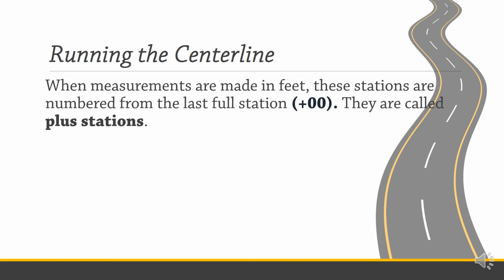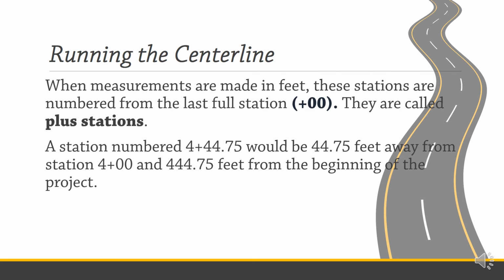So, when the measurement is made, in stations, in feet, these stations are numbered from the last full station plus 00. So, they are called plus stations. So, example, kung may station na 4 plus 44.75, that would be 44.75 feet away from station 400. So, that is 400 plus 44.75.